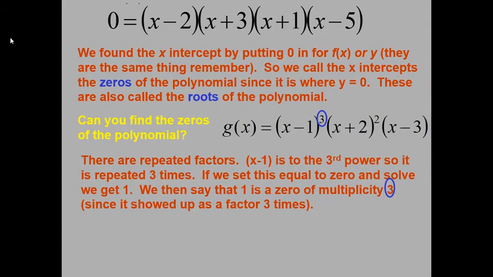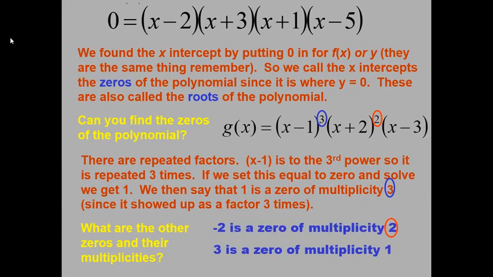There are repeated factors, like (x − 1)³, so it is repeated 3 times. If we set this equal to 0 and solve, we get 1. We say that 1 is a zero of multiplicity 3, since it shows up as a factor 3 times. What are the other zeros and their multiplicities? Okay, −2 is a zero of multiplicity 2 because it's squared, and 3 is a zero of multiplicity 1. So multiplicity means that your zero, or your root, or your x-intercept is being repeated more than once.